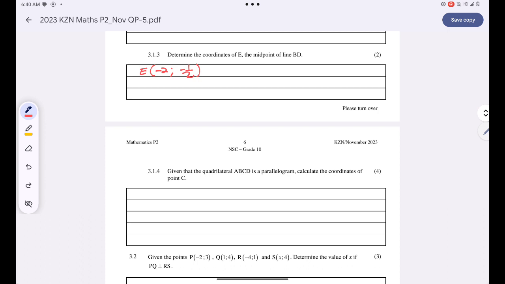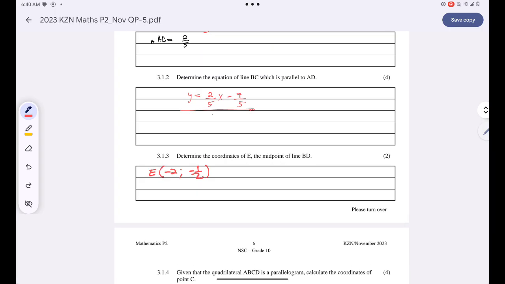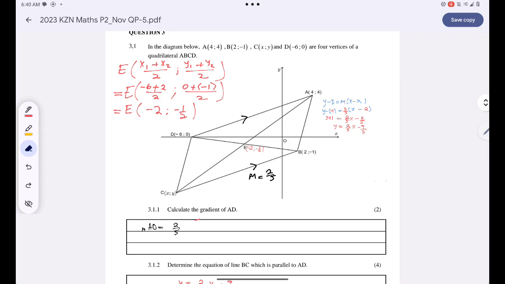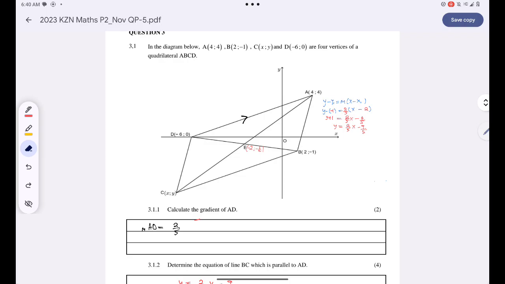Given that ABCD is a parallelogram, calculate the coordinates of point C. Given that ABCD is a parallelogram, they want us to find the coordinates of point C. How can we do that? Whenever I answer this question, guys, you must remember the properties of a parallelogram.